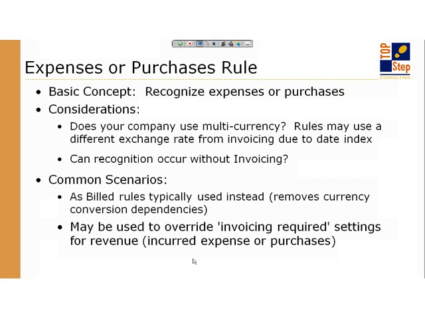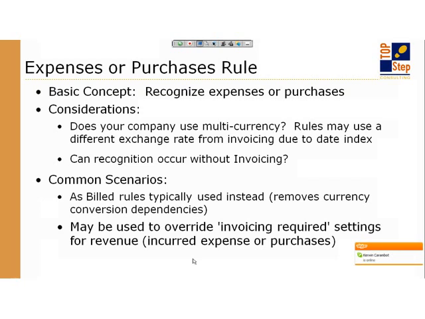So I really recommend, unless there's a really specific situation, that you stick with the As-built rule to pick up these types of revenue items and not use the expenses or purchases rule directly because of that individual or unique exchange rate index.